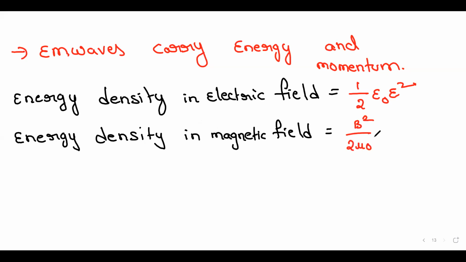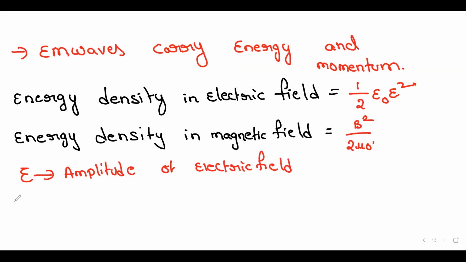See here, E is the amplitude of the electric field. Is it clear? What is B? Amplitude of the magnetic field. Nice.